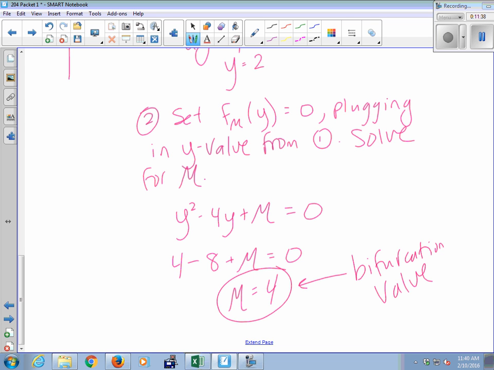All right, so the idea is for every different mu, we have a different phase line, right? But there are some particularly important phase lines, and they happen at the bifurcation values. They're important because they mark a distinction where something qualitatively different happens.